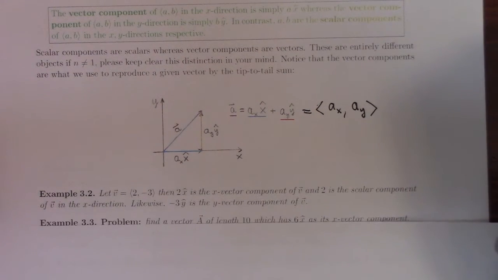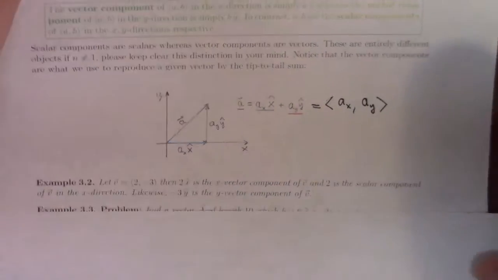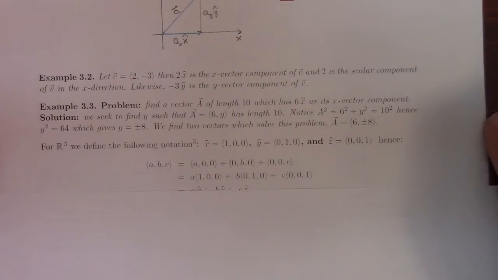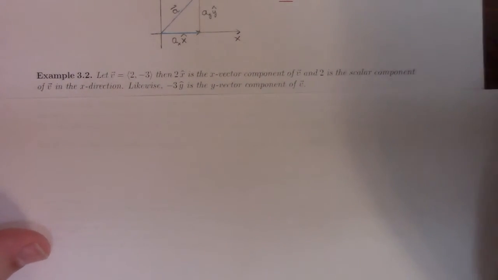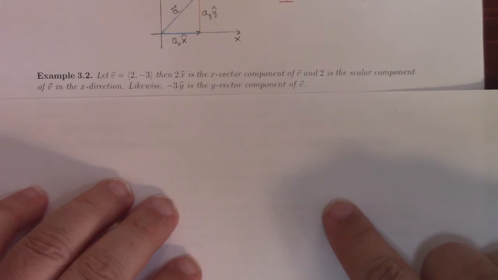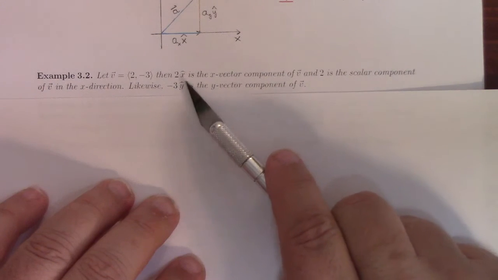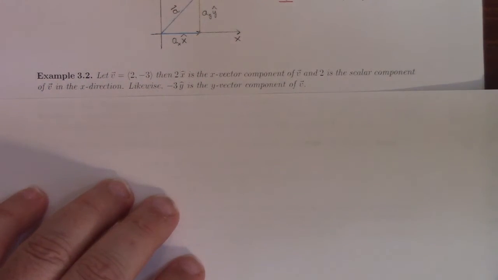So, example. These examples are really pretty unexciting. So here is (2, -3). That means 2x hat is the x vector component of it, and 2 is the scalar component of v in the x direction. Likewise, -3y hat is the y vector component of v. All right. And of course we could draw it if we wanted to, right?